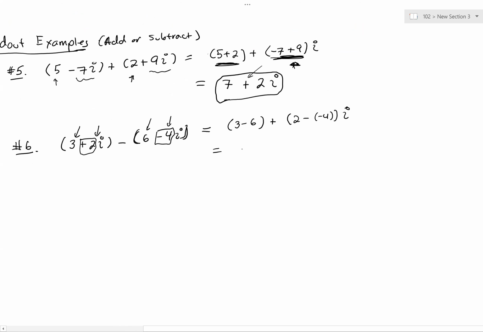3 minus 6 is negative 3. 2 minus negative 4, that becomes an addition. So I'm going to have a positive 6i.